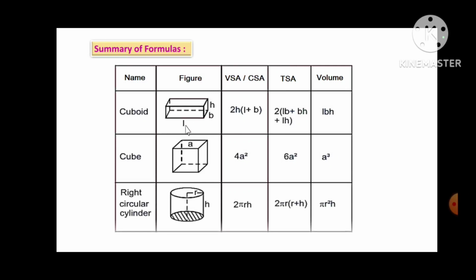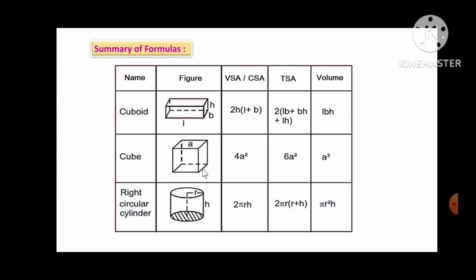Cuboid, it has length L, B, H. Then vertical surface area, or curved surface area, it has no curved surface area, that is only for the cylinder. So the vertical surface area, 4 vertical faces are there, and that area is 2h into bracket L plus B. Total surface area is 2 into bracket LB plus BH plus HL, and the volume is L into B into H.